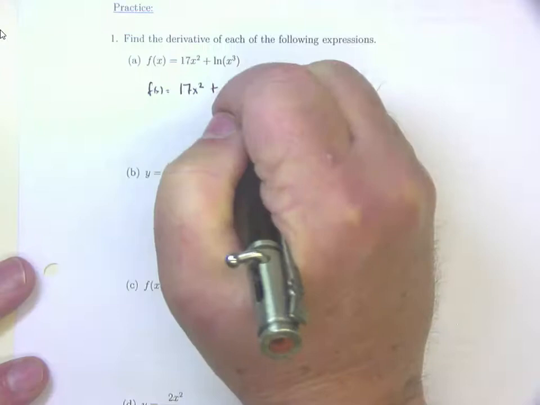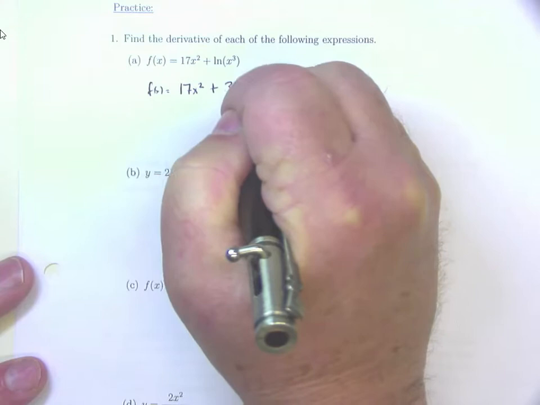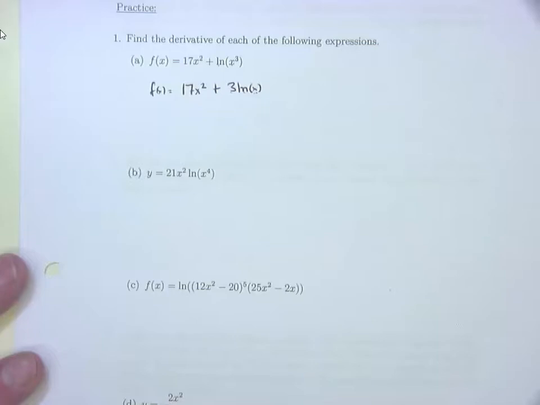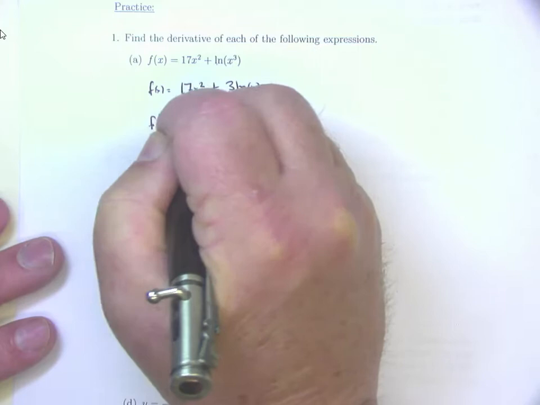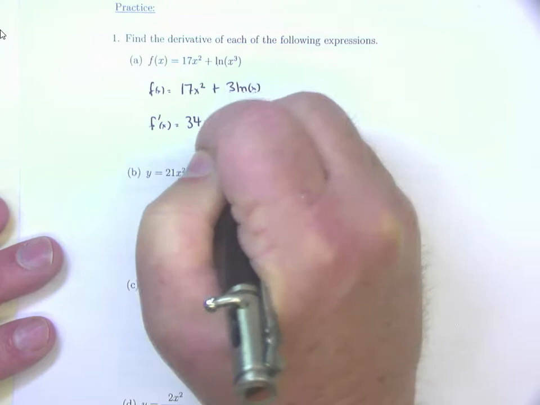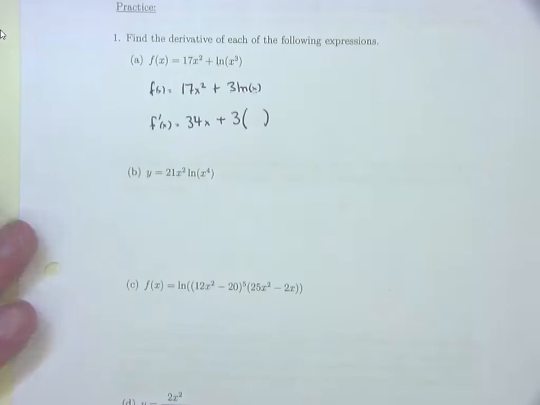First thing they're trying to teach you guys is clean it up. So natural log of x cubed, same thing as 3 natural log of x. Does that make sense? Now take the derivative. Clean them up first, then take the derivative. Derivative of 17x squared, well, 2 times 17 is 34x, plus 3 is a constant, it holds over, times, what's the derivative of natural log of x? Pure memorization of rules. What's the derivative of natural log of x? What is it? 1 over x.